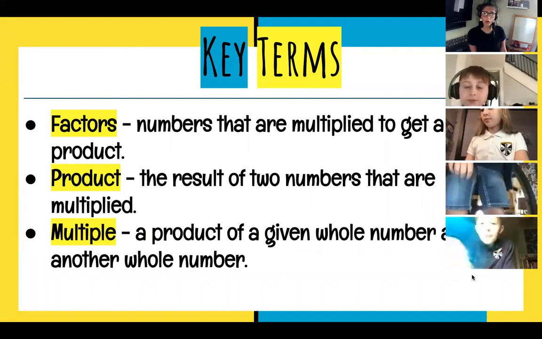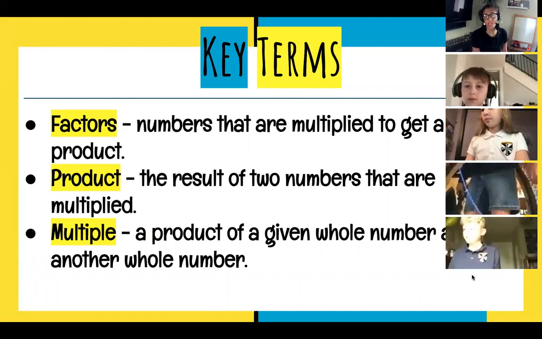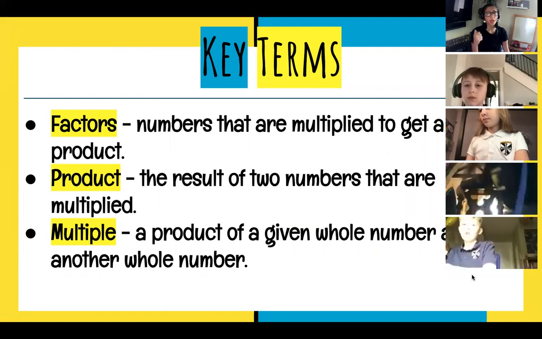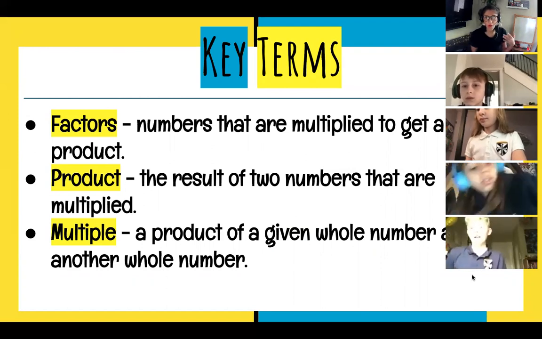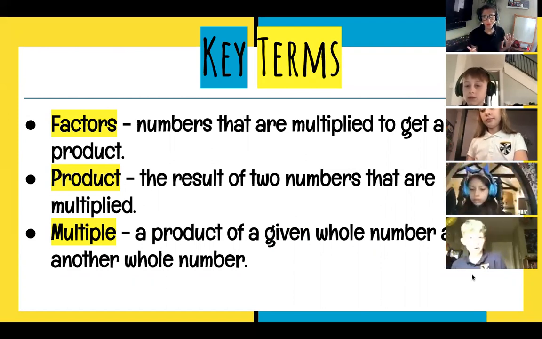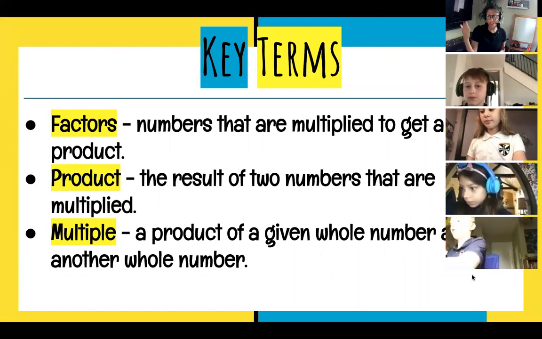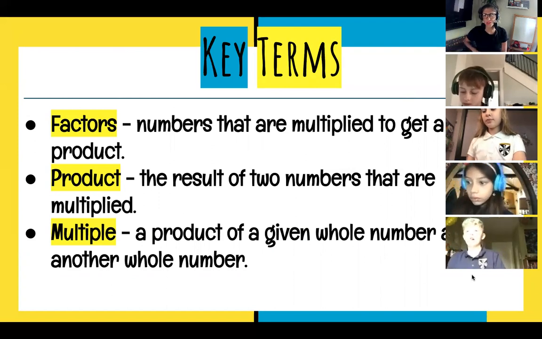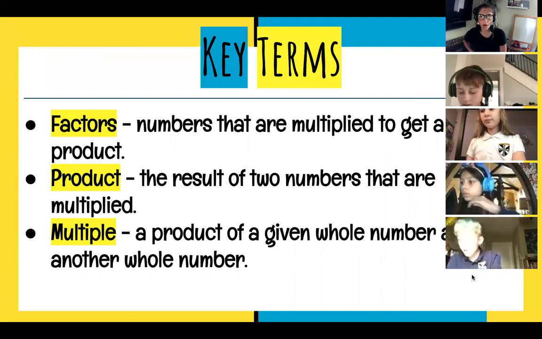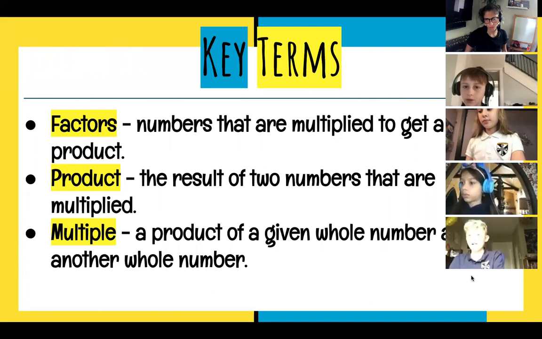So if I said, what are the multiples of 2? You would say, oh, the multiples of 2 are 2, 4, 6, 8, 10, 12, right? The multiples of 5 are 5, 10, 15, 20, right? Those are multiples. Not the same as factors. Factors are what two numbers give you another number. So if I said, what's the factor of 4? What would the factors be?